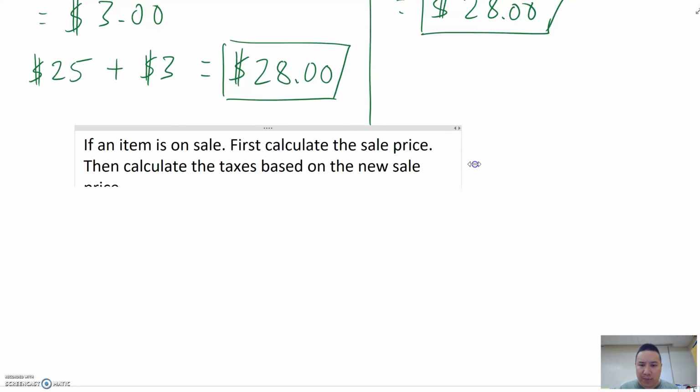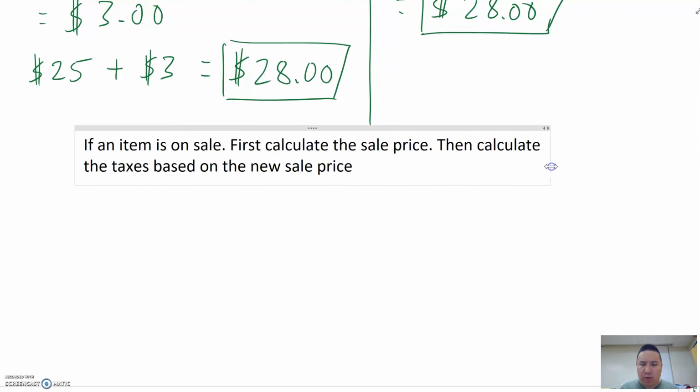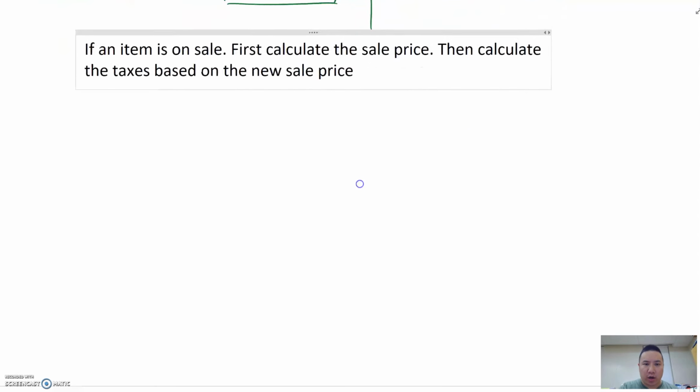So I'm not going to go into an example of this, but we've had issues in the past where students would take a look at an item and see that, oh, it's 20% off. And they would calculate the taxes first, and then they would take the discount off. That's not how you do it. You calculate the sale price first. Figure out what the price is after the discount. Then with that new price, that's the number that you use to calculate your taxes on. Okay? I'm not going to do an example of this. I'm just going to give you the heads up now. We are going to move on now.